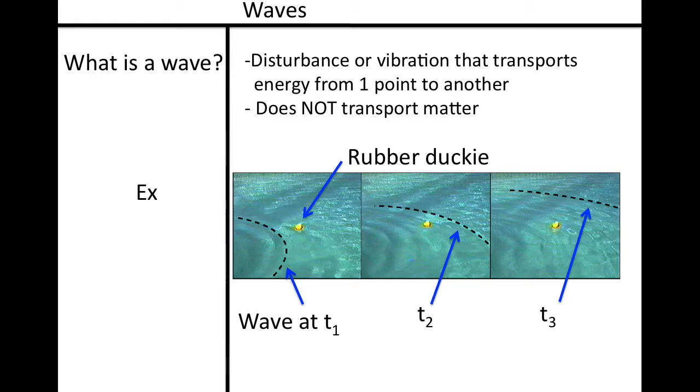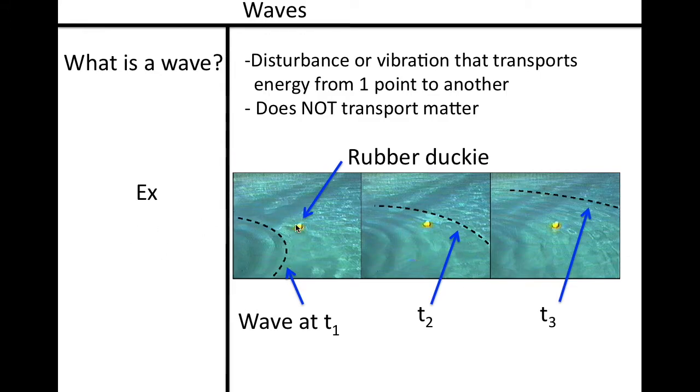Okay, today we're going to be taking T-notes on waves. A wave is a disturbance or vibration that transports energy from one point to another. One thing to note is that this disturbance transports energy, it does not transport matter. This can be seen below in the example.